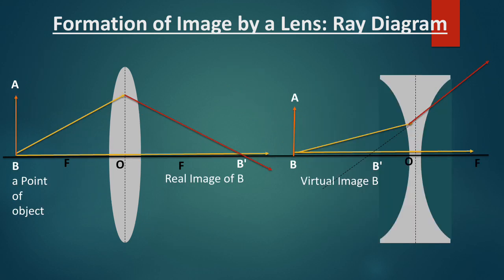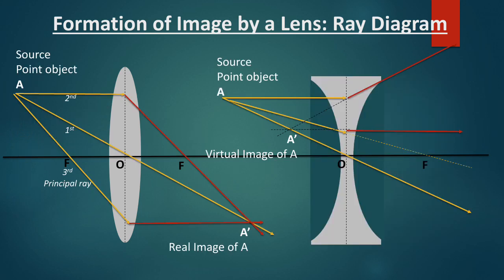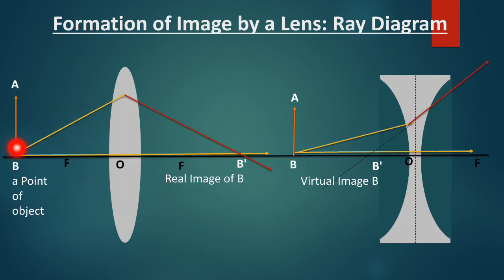Now you see here we have an object, this is AB. An object itself consists of a large number of points. As you can see, we have shown two points here, A and B. There may be a large number of points in between A and B, so we are taking only two points. For the top point A, we have the image here, and for the bottom point we will try to find out the image.